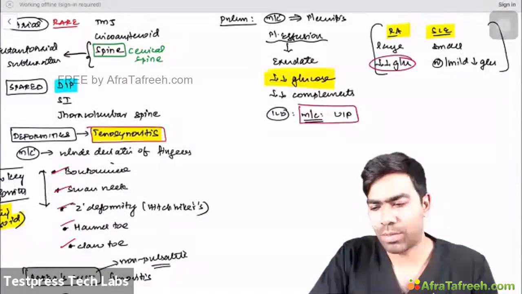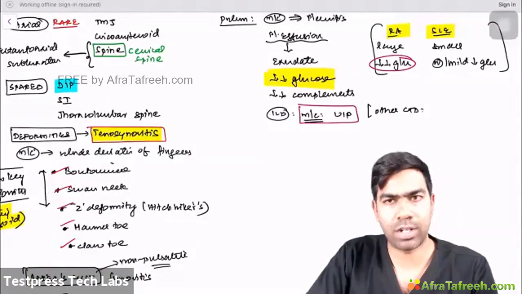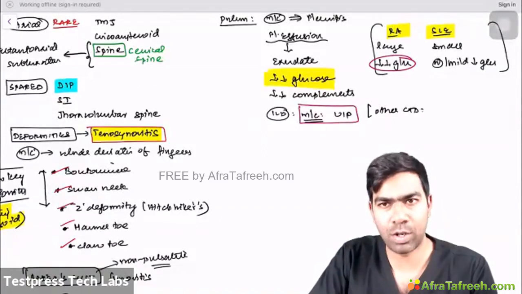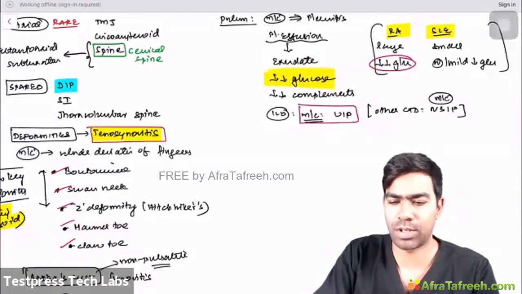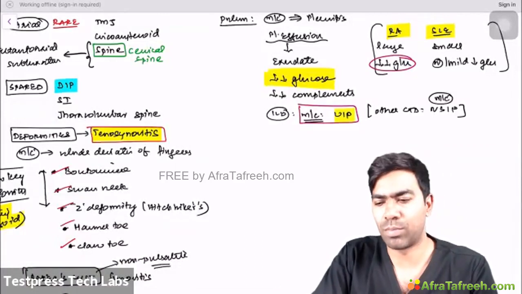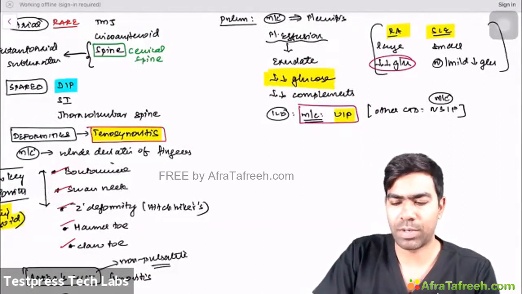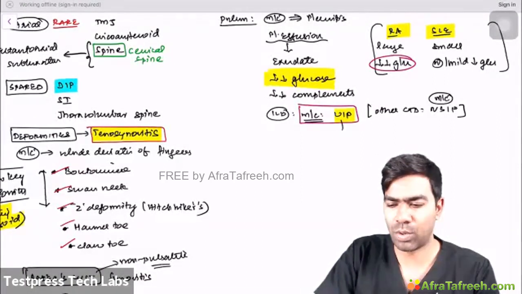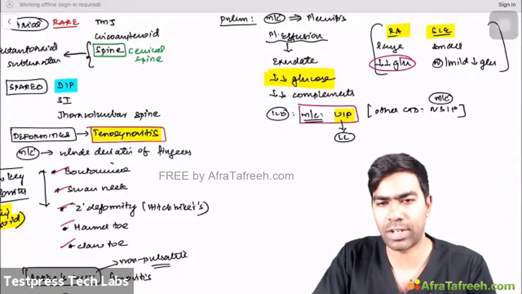Why is that point important? Because in all other connective tissue disorders, like SLE, Sjögren syndrome, or probably scleroderma, NSIP, that is non-specific interstitial pneumonia, is supposed to be the most common. Only in rheumatoid arthritis will you have usual interstitial pneumonia as the most common pattern in ILD. And the most common zone affected is the lower lobes, because UIP tends to love the lower lobes. So lower lobes are very commonly affected.